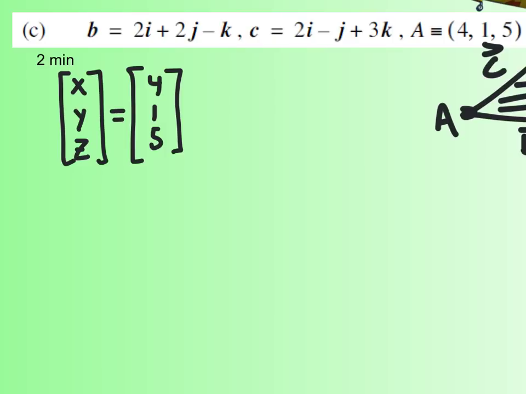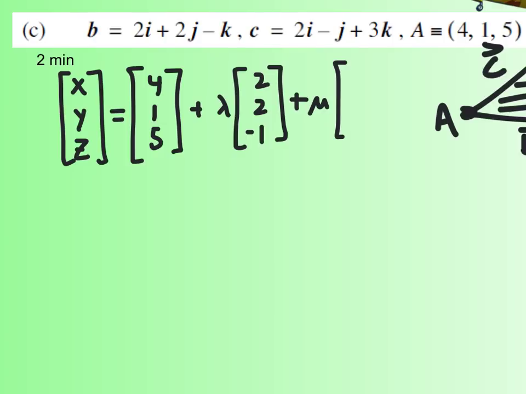In the other example, we had to take some points and do some subtracting. This is much easier. All I'm going to do is take the vectors given, because they are already direction vectors. We know that they go through that point 4, 1, 5. Therefore, I'm going to take vector B, which is 2, 2, negative 1, multiply it by lambda, and then add mu times vector C, which is 2, negative 1, and 3. So there's the vector form of that equation.